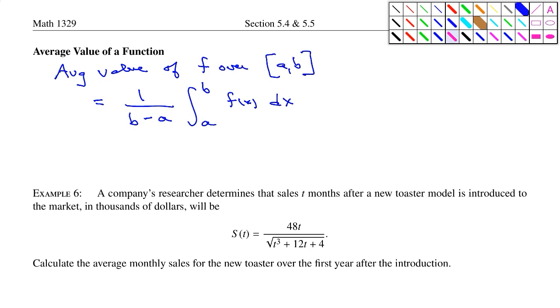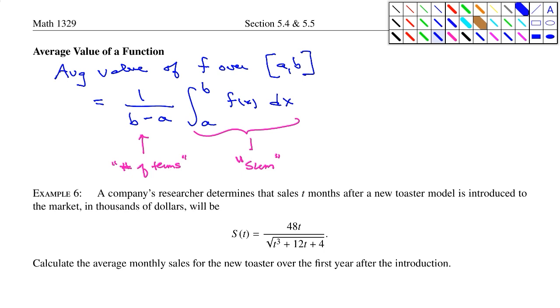If you're thinking about this as an average, you can think of the 1 over b minus a as the quote-unquote number of terms, because it's the space that we're computing the average over. And you can think of the integral part as the sum part, just like we were summing up areas of rectangles. So it is the sum divided by the number of terms in that sense.